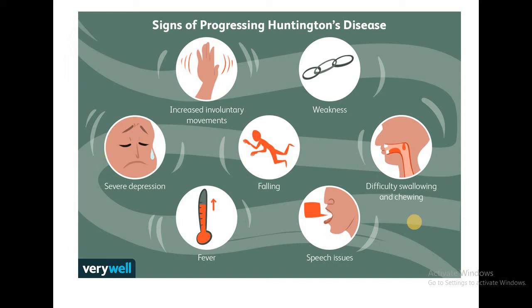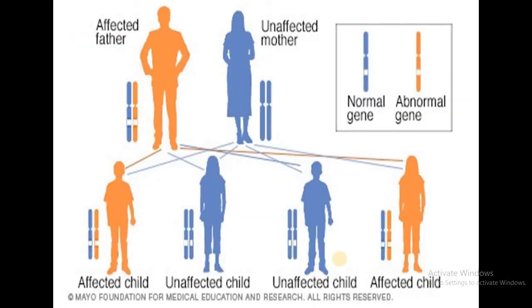And the signs of progressing Huntington disease are increased involuntary movement, weakness, severe depression, and falling because of inability to move, then difficulty in swallowing and chewing, and fever and speech issues. These are the signs of progressing Huntington disease.